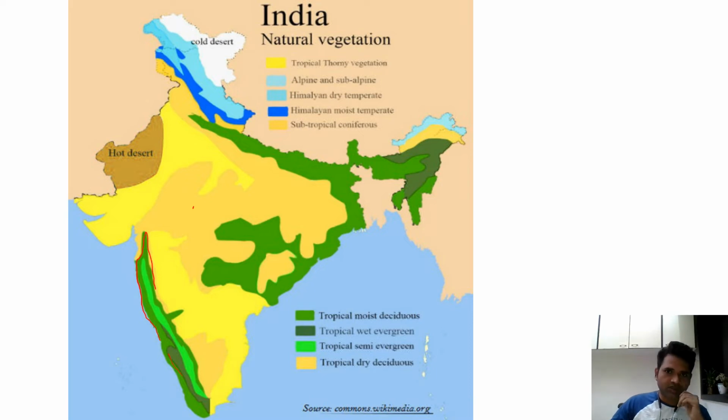Okay, this one is the alpine, this one is the Himalayan moist temperate. So we see most of the tropical moist deciduous forest over here. This region shows tropical moist deciduous forest. If you look at the picture, you will get a better idea.